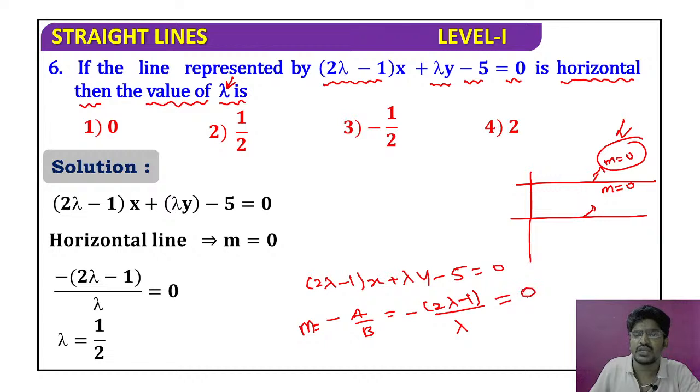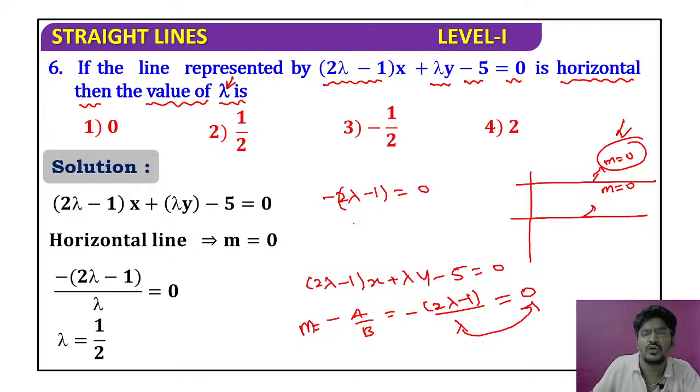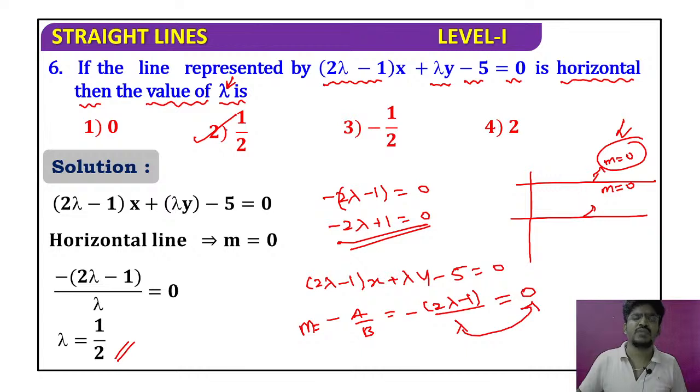So we know that the slope is equal to 0. Therefore, multiply this lambda to this term, and that will be 0. Therefore, minus of 2 lambda minus 1 equal to 0. Minus 2 lambda plus 1 will be equal to 0. If you simplify this, you are going to get lambda equal to 1 by 2. So now you can see that lambda equal to 1 by 2 is the answer. First I asked what is the slope of a horizontal line. For that, your answer is 0. Very good, no problem. But according to the problem, we have to find the lambda value.